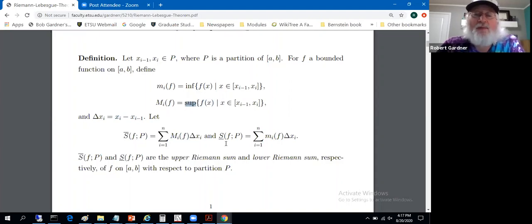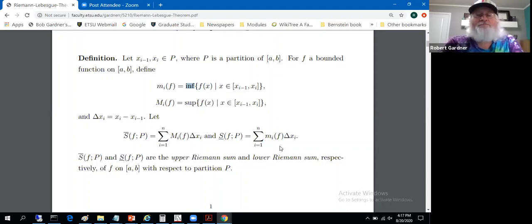The lower Riemann sum of function f with respect to partition P is similarly defined, except now we use the infima, the lowercase m sub i's. And these are also rectangles. There's the base, and the height is based on function values in this sense. Function values, and this time an inf.